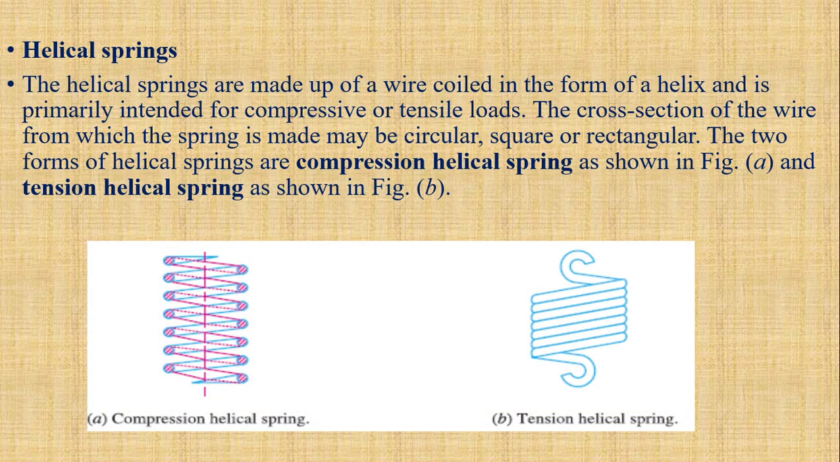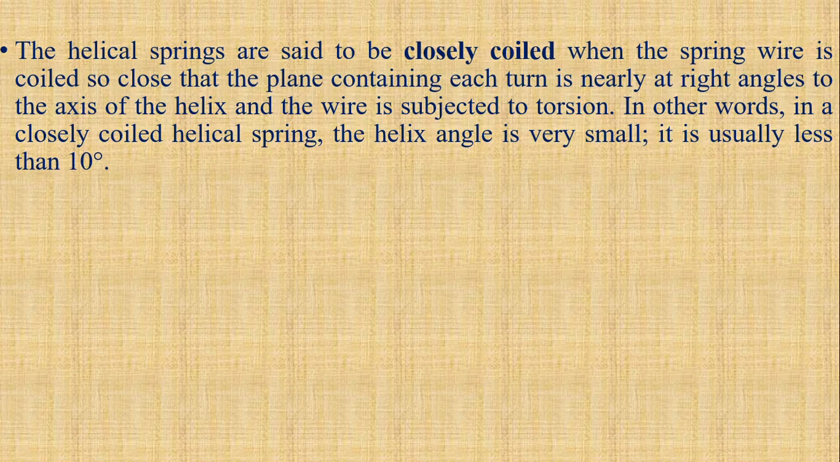Here the figure is shown. Left side is compression helical spring and right side is tension helical spring. The helical springs are said to be closely coiled when the spring wire is coiled so close that the plane containing each turn is nearly at right angles to the axis of the helix and the wire is subjected to torsion. In other words, in a closely coiled helical spring, the helix angle is very small. It is usually less than 10 degrees.